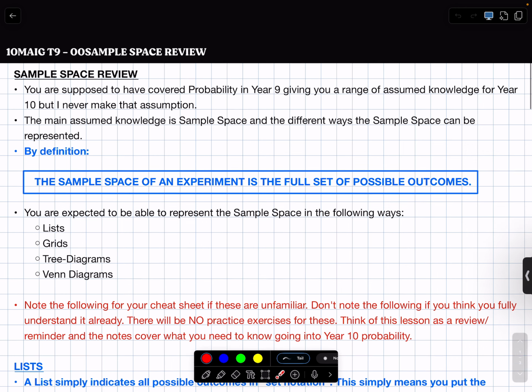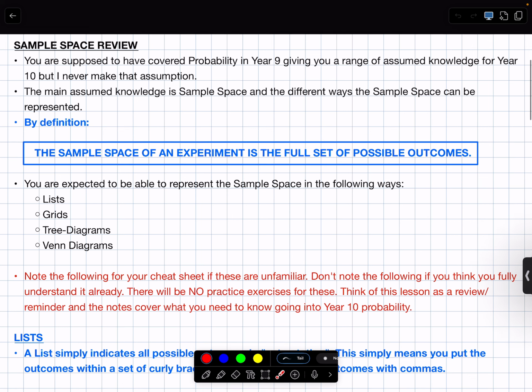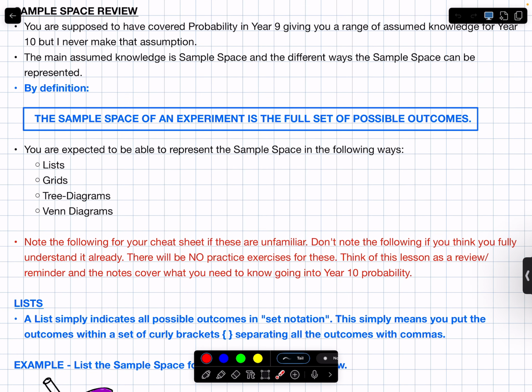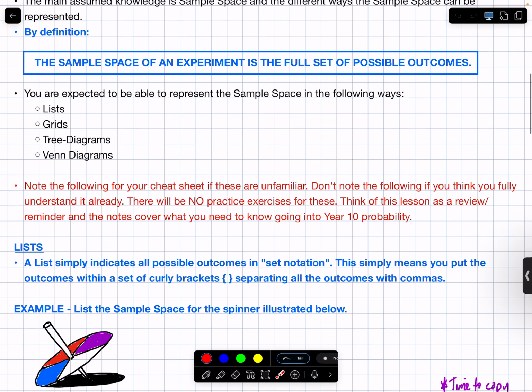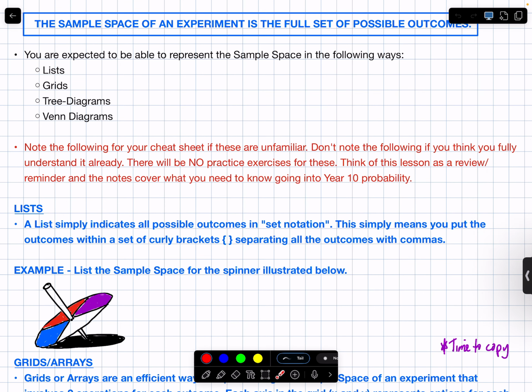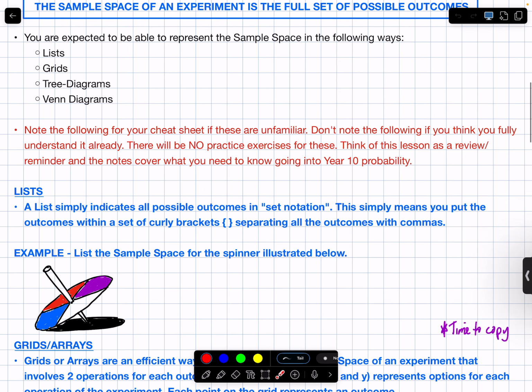The idea of a sample space is really quite simple, but you need to be on top of the ways of drawing a sample space, which includes lists, grids, tree diagrams, and Venn diagrams. So please note the following. I'll give you time for your cheat sheet if these are unfamiliar. If you know all of this already, that's awesome. Well done. I won't write your certificate, because if you know it all already, then don't write them. Just show me in your test, okay? So please think of this lesson as a review and a reminder, and the notes cover what you need to know going into Year 10 probability.